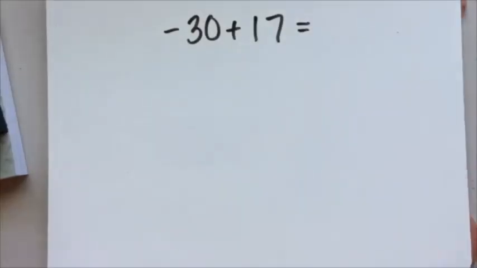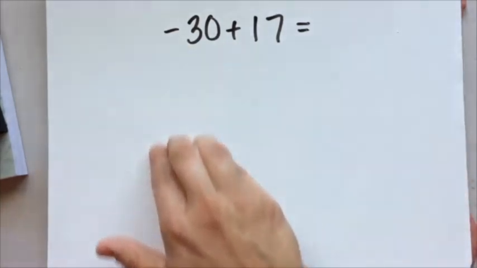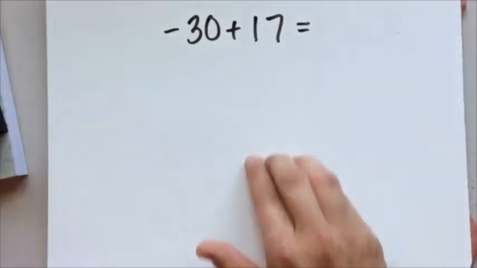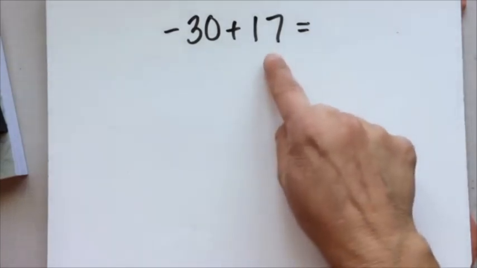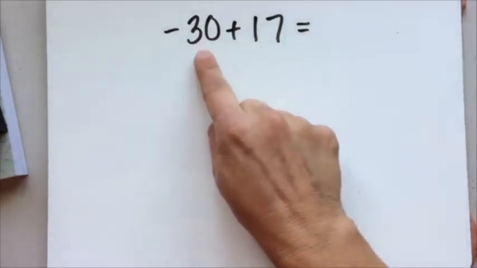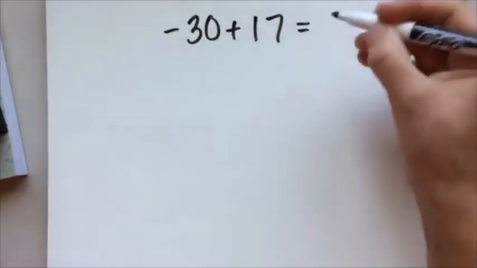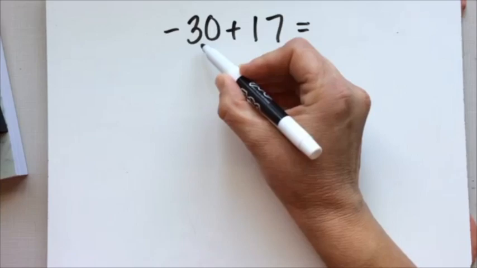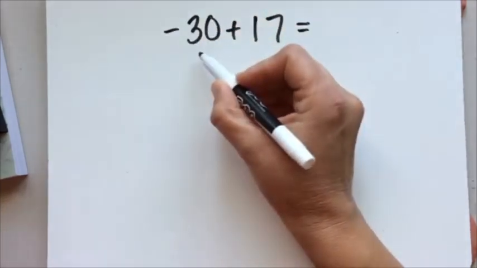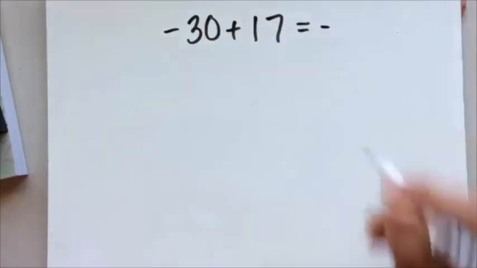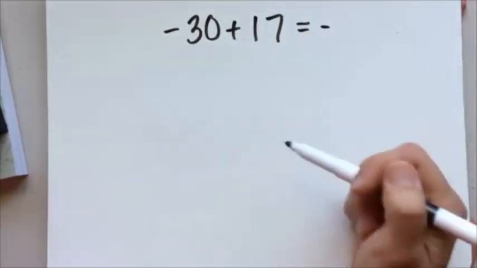All right, again, too big to use the tiles for. Instead, I'm going to imagine 30 red tiles here and 17 yellow tiles. I'm going to take 17 red tiles away to cancel out these 17 yellow tiles. But I'm going to have more red tiles left because I started with more of them. So that means my answer is going to be negative. This is a little mental math here.